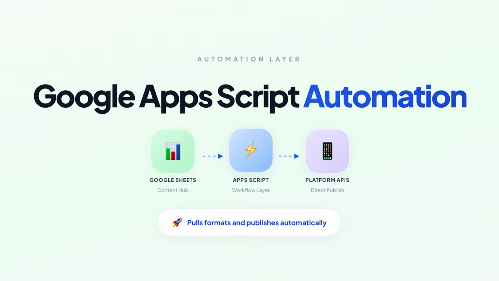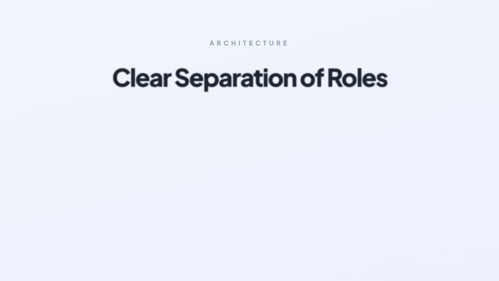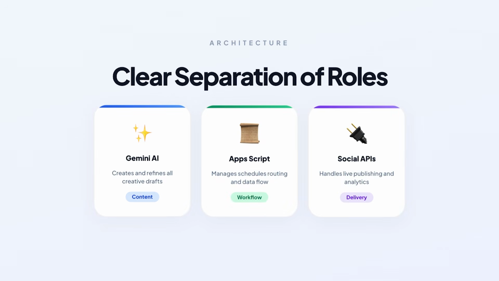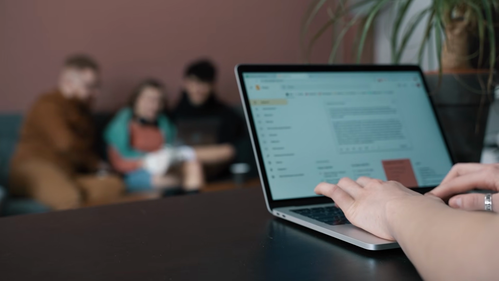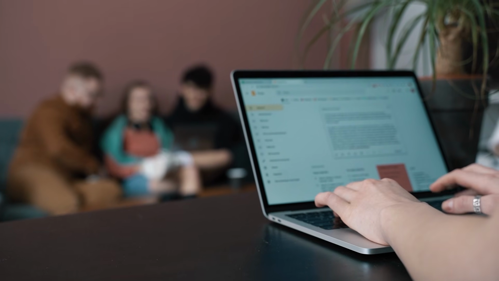Next, you connect Google Apps Script. This becomes your automation layer. It can pull approved content from your system, format it, and connect with supported social media APIs for publishing. Each platform has its own account requirements, permissions, and rate limits. Gemini creates the content. AppScript and the platform APIs handle the workflow around it.